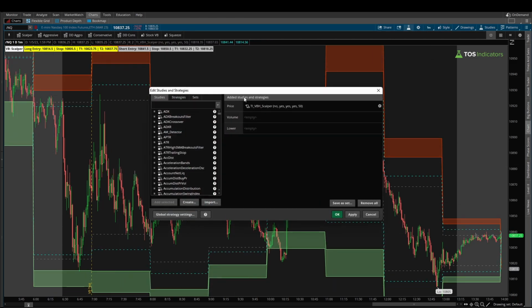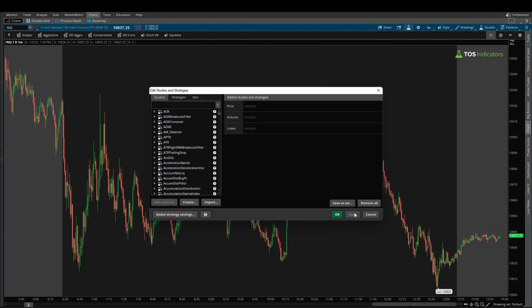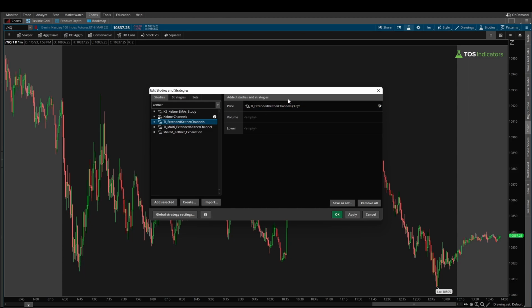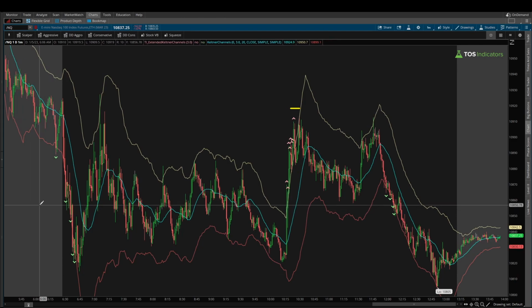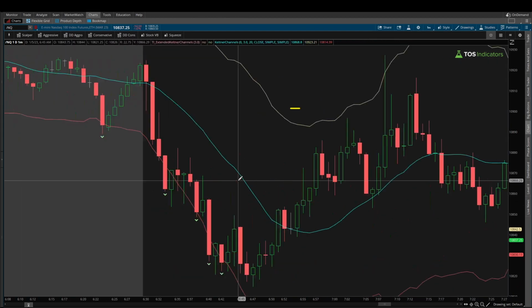Next up, we take a look at our Keltner channels to see, hey, are we extended using the Keltner channels? So for that, I'm going to load in our extended Keltner channels indicator. This is a free indicator set to 3.0 for the Keltner channels. And I can load in a band of the Keltner channels as well, so you can see how this indicator works.